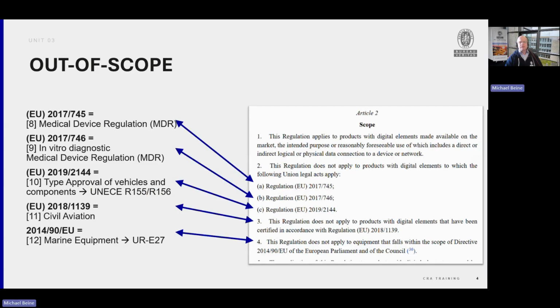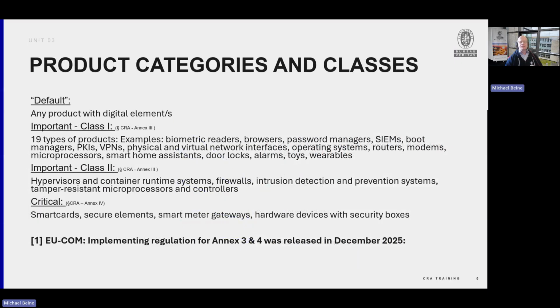Again, the same slide as before. I don't need to repeat this. It's also important in the context of in scope or out of scope. Here, I want to present and explain a very important concept of the Cyber Resilience Act, to put products into certain categories and classes.